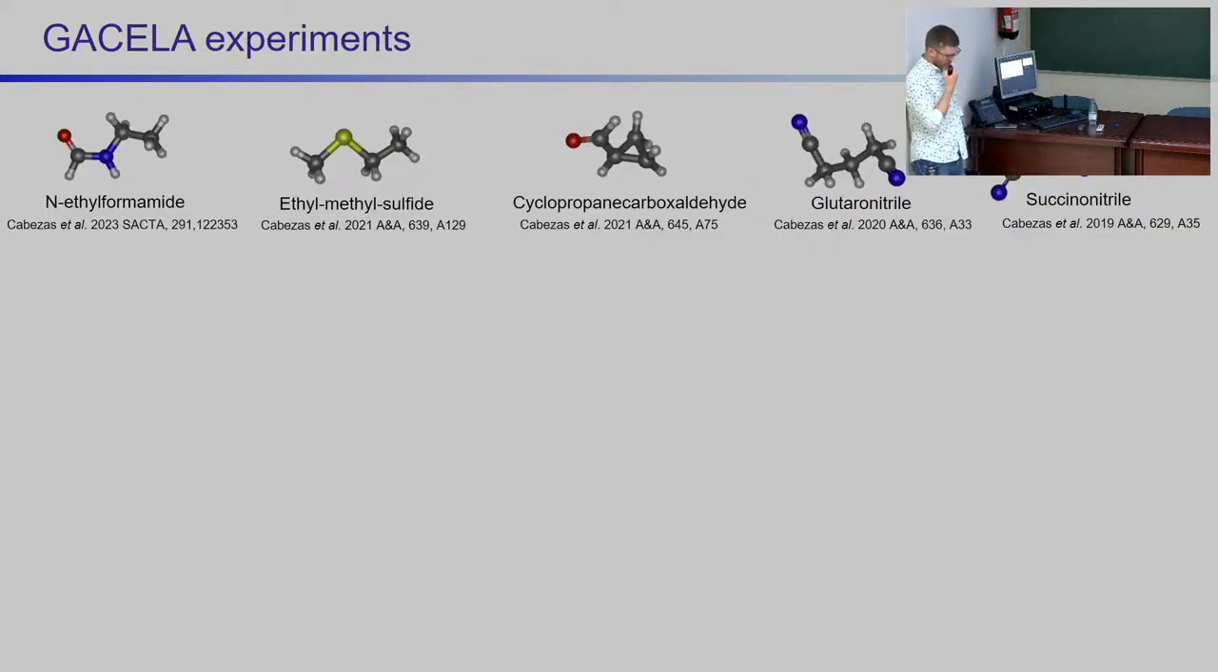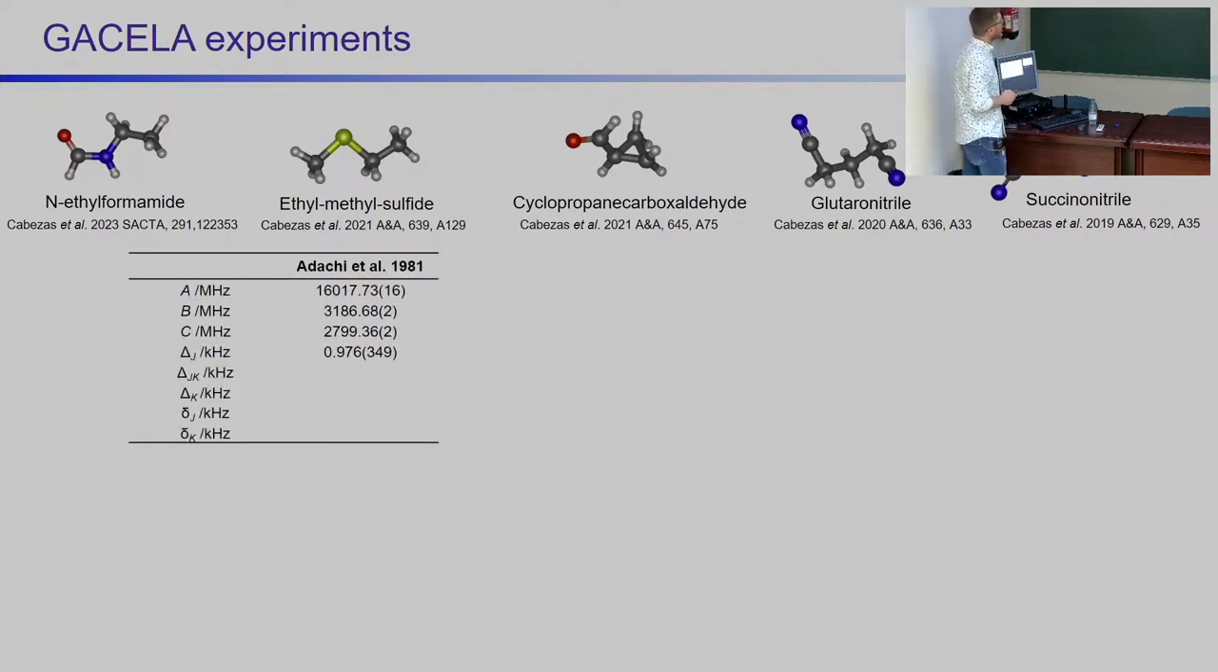These are some of the molecules that we have studied using the Gacela experimental setup. All of them are molecules that are candidates to be observed in space. For some of the molecules, the rotational spectrum was observed before, like is the case of ethyl methyl sulfide. This molecule was investigated up to 26 gigahertz in 1981 by Adachi et al. And these are the rotational parameters determined in this experimental work.